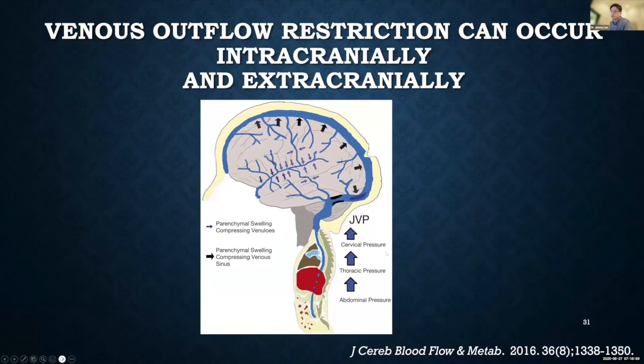This diagram just shows you that beyond the skull, you have to think about things that can cause venous outflow restriction. Within the skull, you can think of displaced fractures causing thrombosis of the superior sagittal sinus or stenosis of the transverse sinuses, sigmoid sinus junction. But outside of the brain, increased abdominal pressure, thoracic pressure, or compression of cervical veins can also lead to increased resistance in the intracranial venous system.